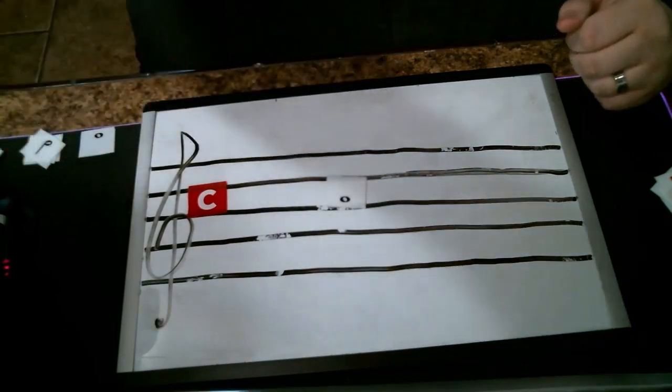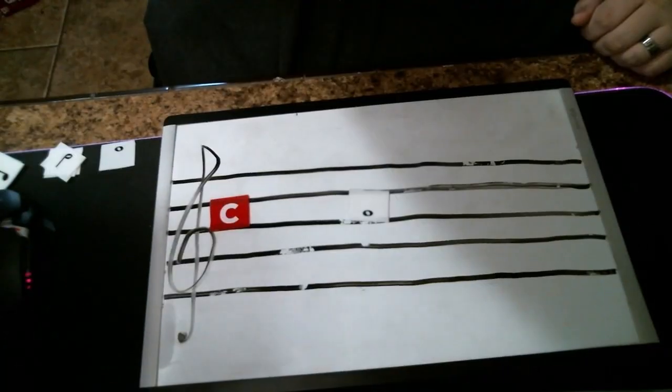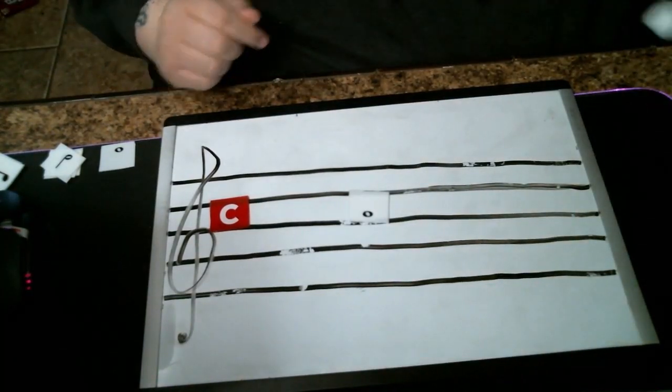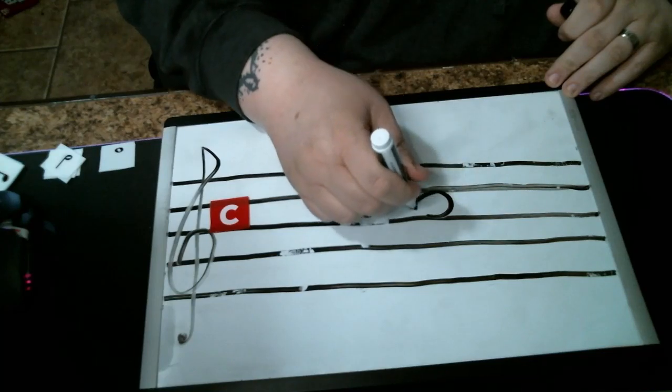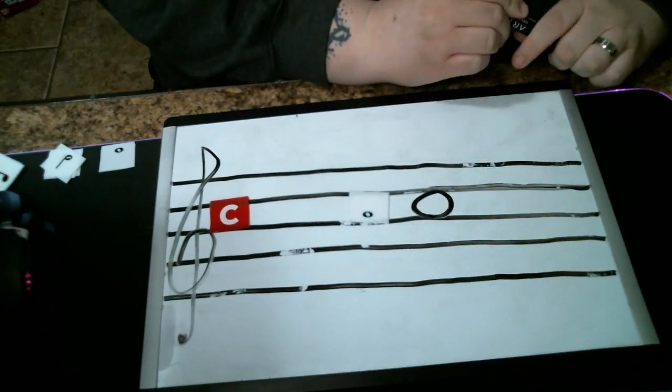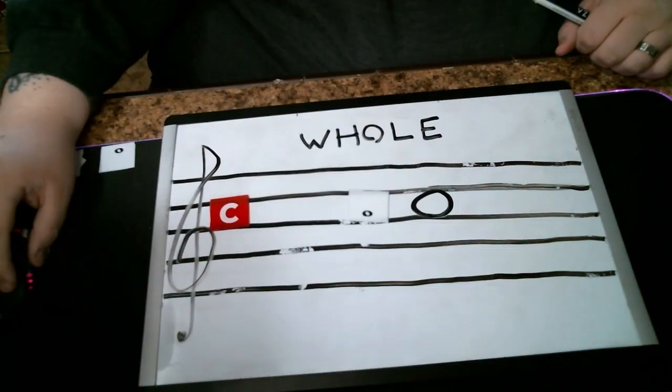This is a whole note. I just realized how small this is, so I'm going to have to bring that in. This is a whole note. All it is is kind of a circle there. Can you see it? And if we were to actually write this on our music staff, with my little pen here, it would be a circle that touches the top line and the bottom line. This is known again as a whole note.